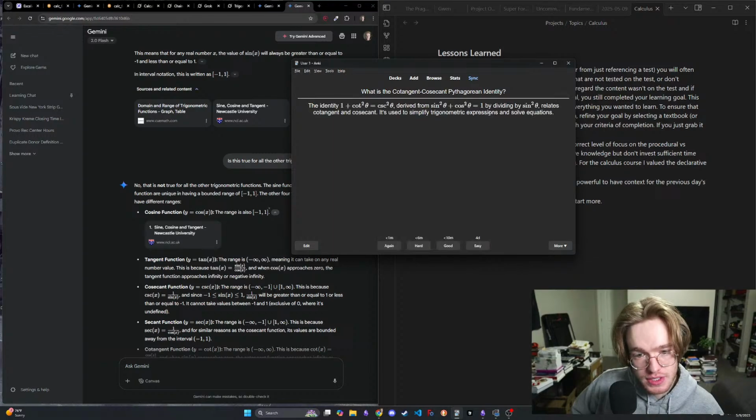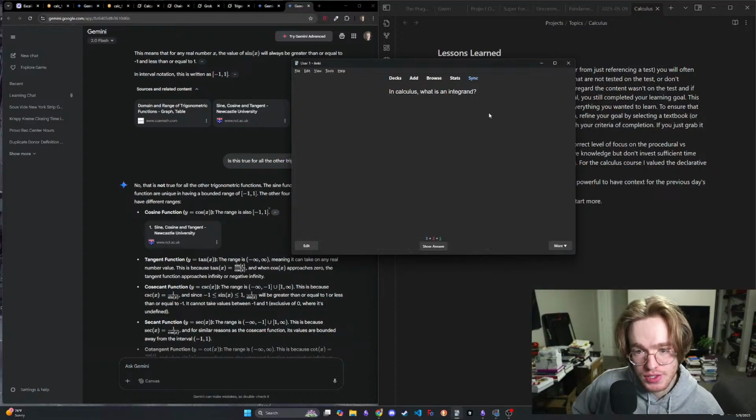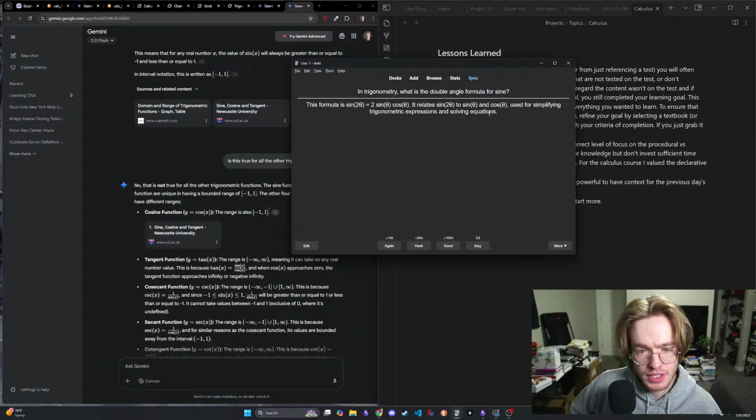Let's see what this one is. It's 1 plus cotangent squared equals cosecant squared, by dividing by sine squared theta. Okay. An integrand is a function that you are going to integrate. The double angle formula for sine, I'm not sure. The formula is sine of 2 theta equals 2 sine theta times cosine theta. Okay.